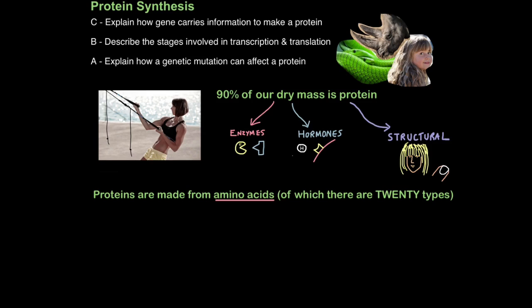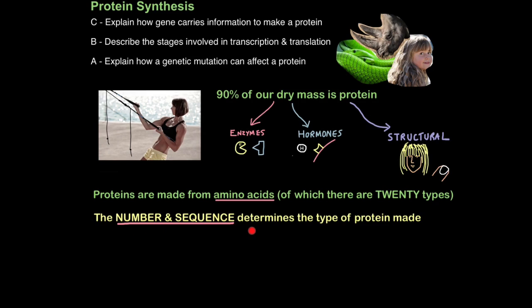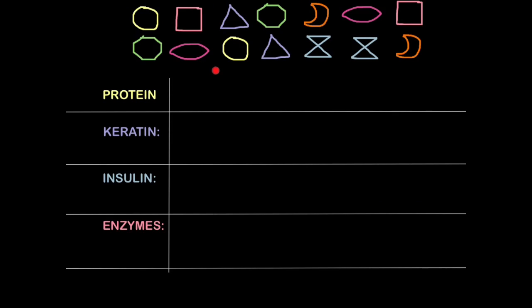There are 20 different types of amino acids found in the body. The number and sequence, in other words the order of these amino acids, determine the type of protein that is made. This is one of the most important facts which you need to understand the process of protein synthesis. So these shapes represent some of the 20 amino acids found in our body. Some of these amino acids we can actually make within our body, but some we must acquire from the food we eat. These are called essential amino acids because we can't make them and we need them to survive.